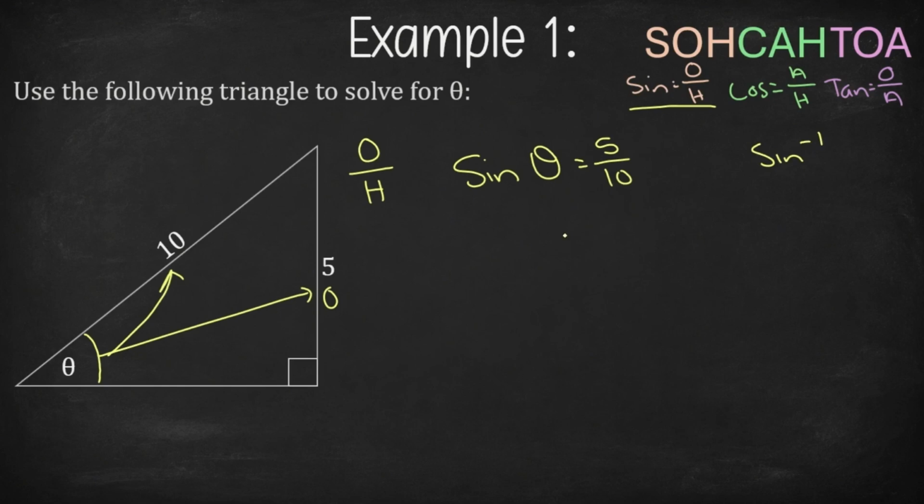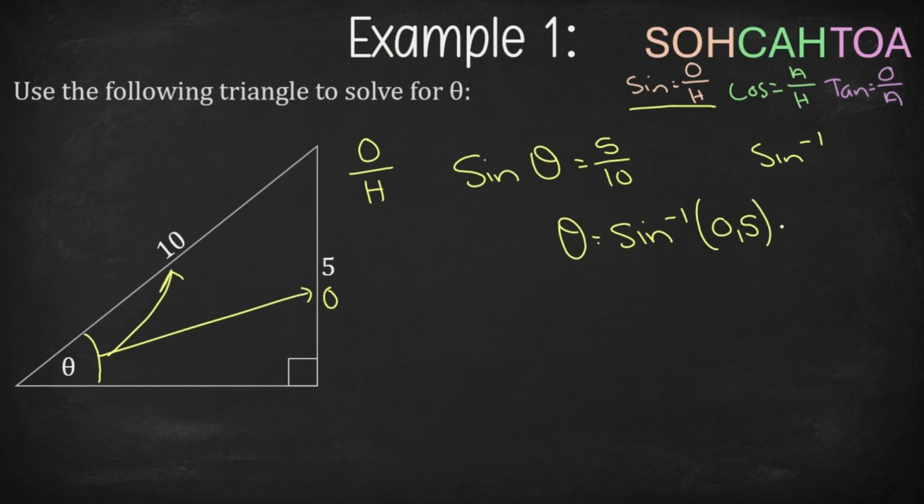Let me show you. You are going to write theta equals sine to the -1, then the bracket. Now it doesn't matter if you keep it in fraction form or if you divide the fraction 5 divided by 10. That will give you 0,5. I will show you both ways work perfectly.